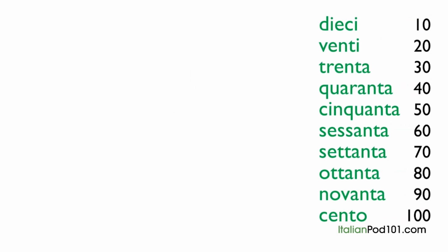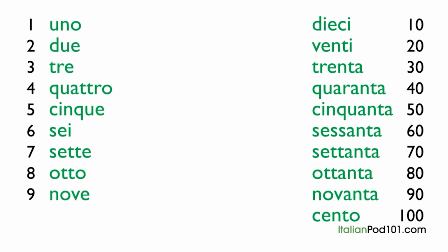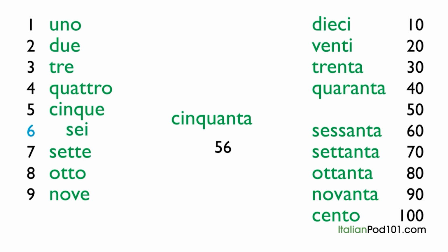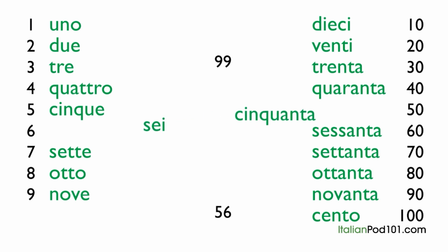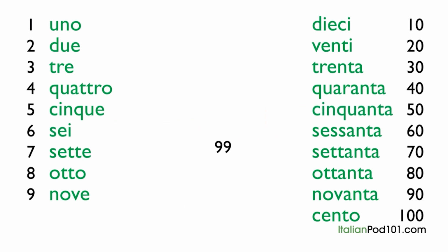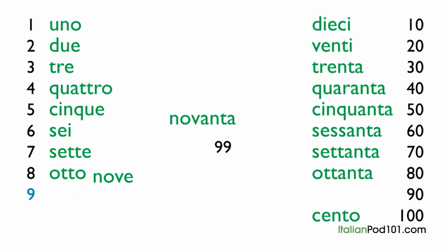So, take the tens and simply add the numbers you learned in the previous lesson. Let's try it out by forming some of these numbers. Take the number 56. 50 is 50, and then add 6. 56. It's done! Isn't that easy? Let's make another number. For instance, 99. Take 90, and then add 9.